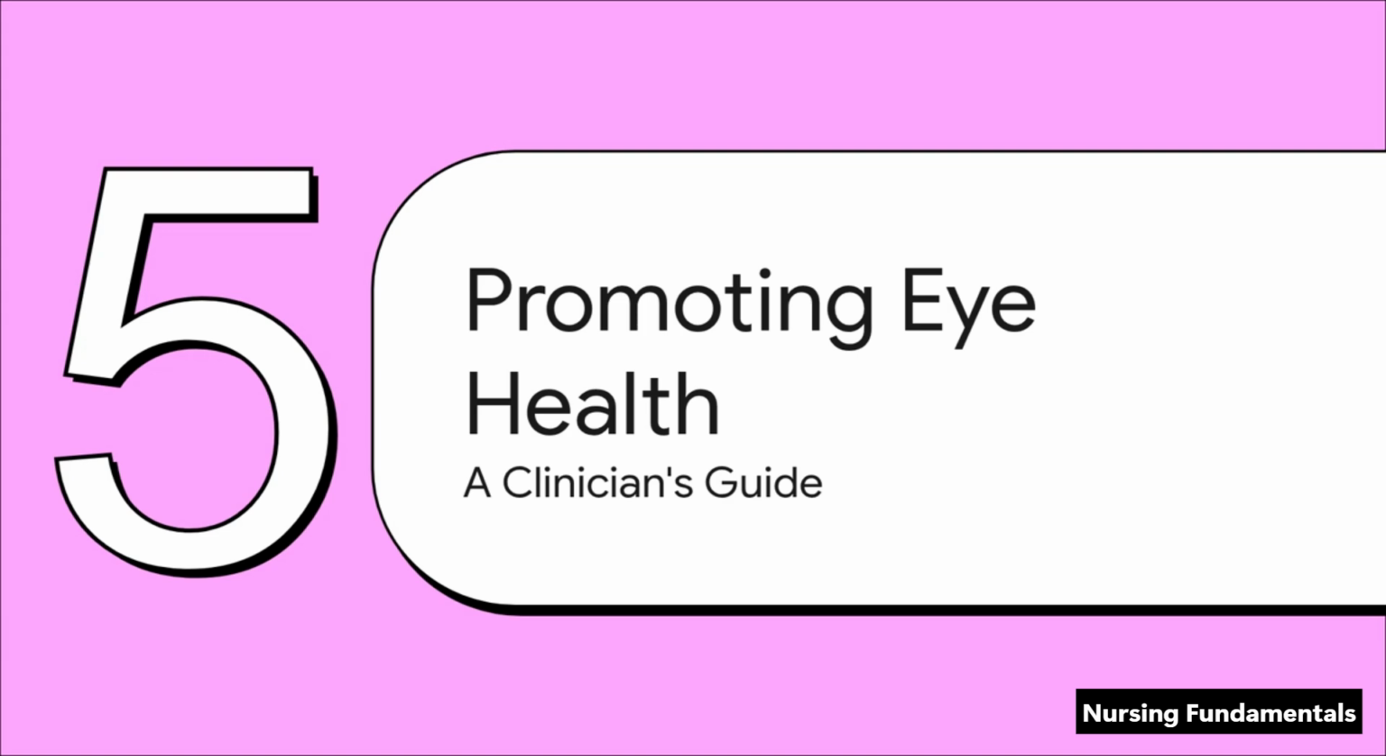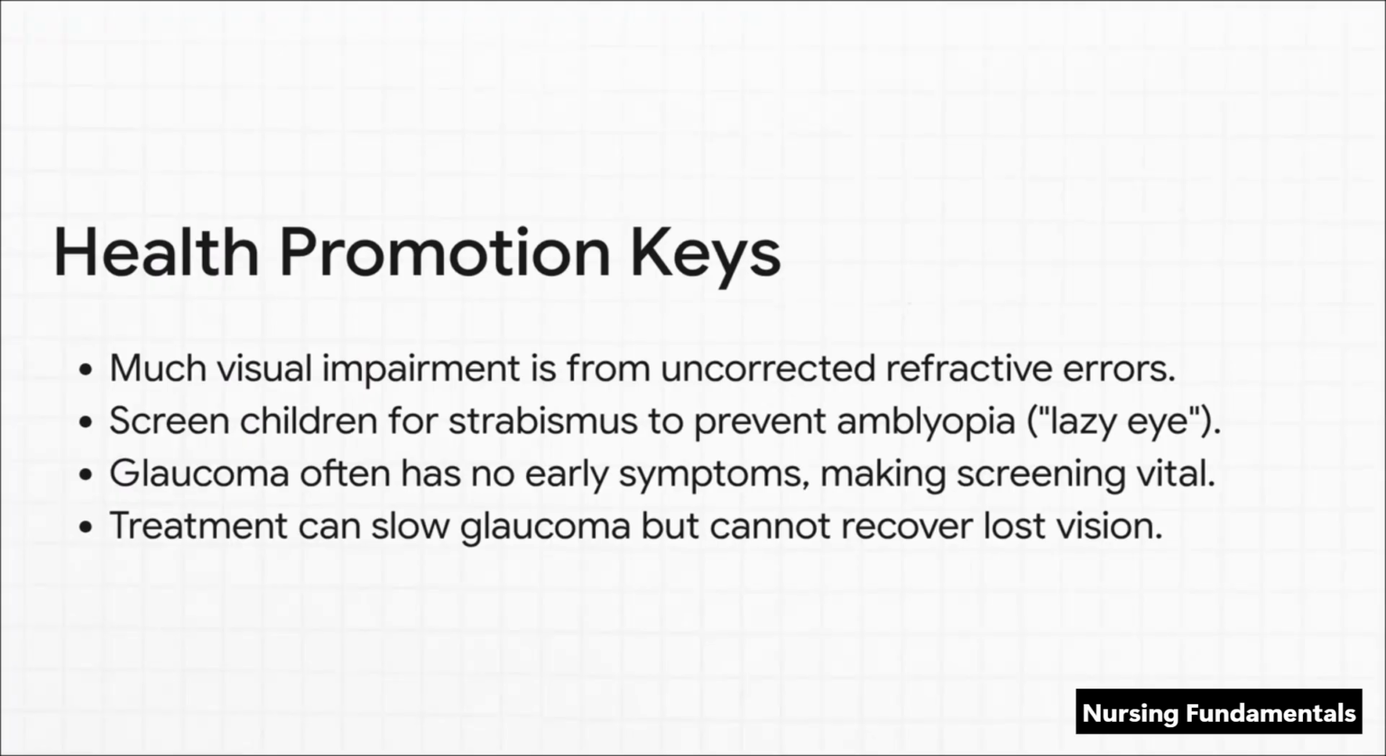Okay, so this brings us to the most important part of all. What do we do with all this knowledge? Let's talk about how we can actually help people protect their sight for their whole lives. So what are our marching orders? First, remember that a lot of vision problems are just people needing the right pair of glasses. It's that simple. In kids, we gotta be on the lookout for strabismus, a cross eye, so we can prevent it from turning into a permanent lazy eye.